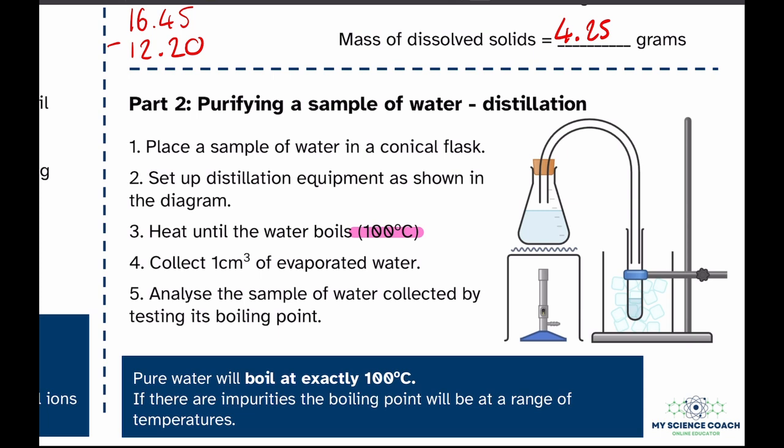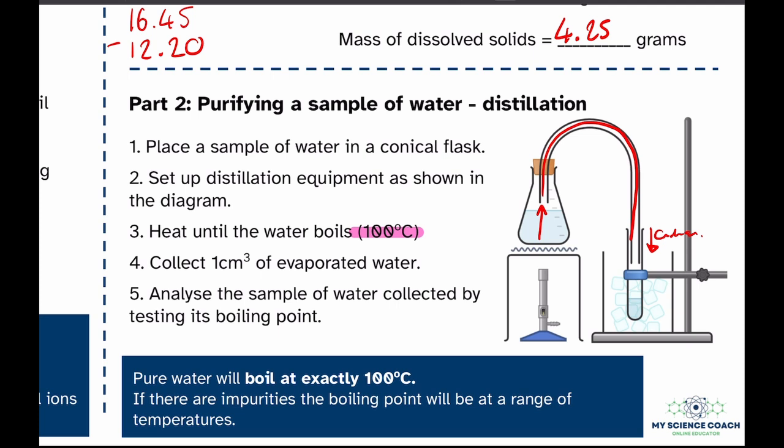That is important and not often talked about enough. Pure water will boil at 100. If you heat your water up above 100, then other things are going to start evaporating too. So the water is going to evaporate, turn to a gas, travel down the delivery tube, get cooled down, condense, and turn back into water. And if you did it at exactly 100 degrees, that will be pure water.